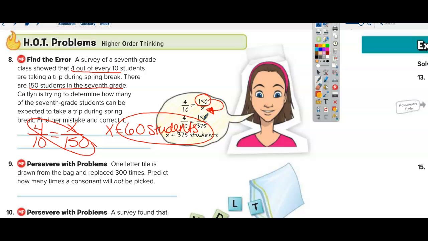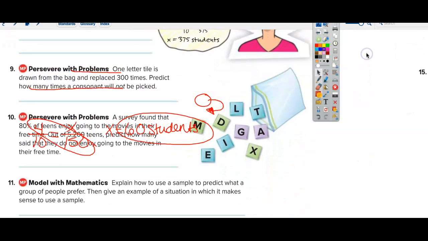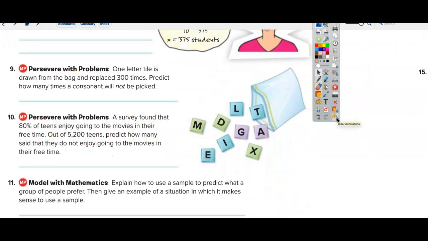Okay, number 9. We have this bag of tiles. It says 1 letter tile is drawn from the bag and replaced 300 times. We need to predict how many times a consonant will not be picked. First of all, how could we reword that? What's another way we could say that?